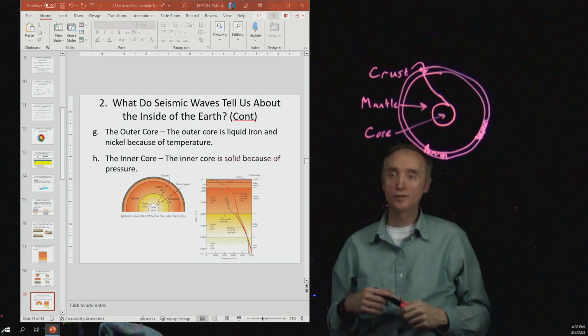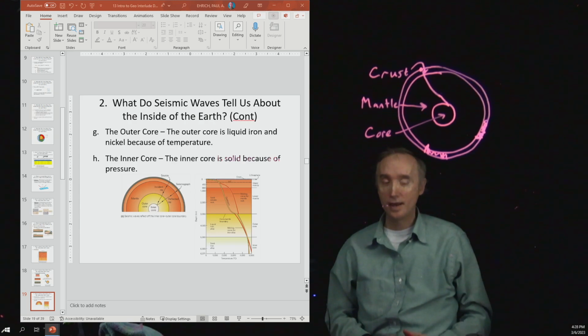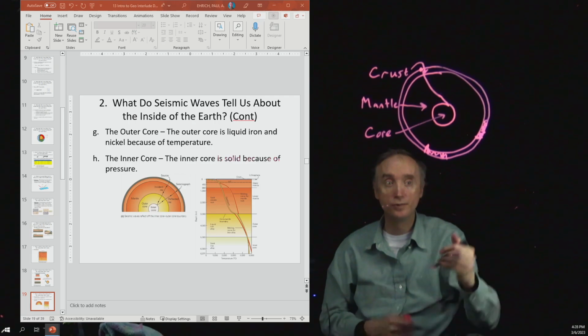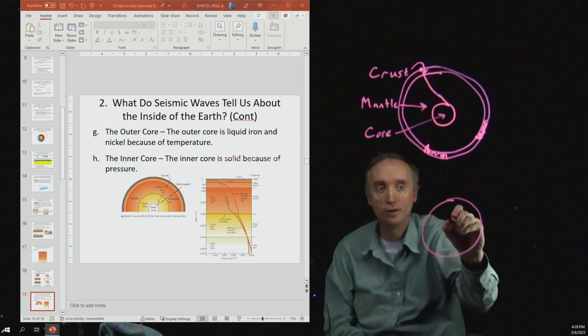Okay, so now we want to talk about the inner core of the Earth. And the inner core is going to be solid. So how did we figure that out? How did we know that the inner core was going to be solid? So let's draw. Let's pretend that this is the outer core, and then this is the inner core.